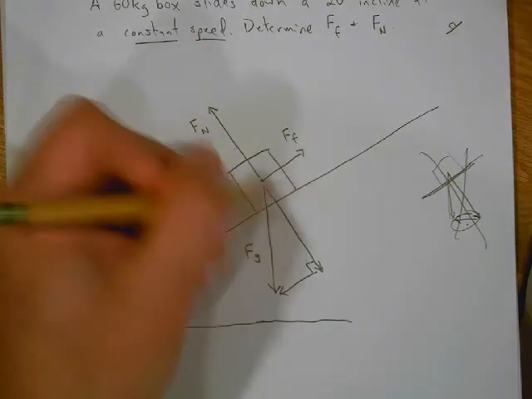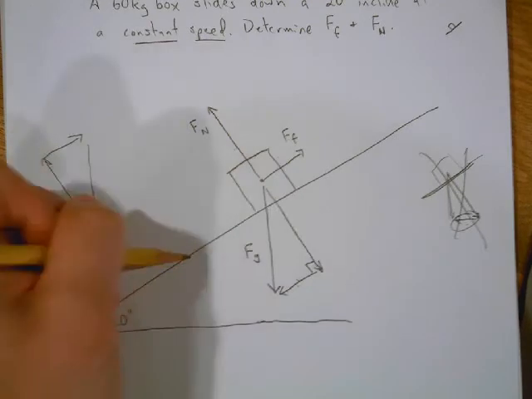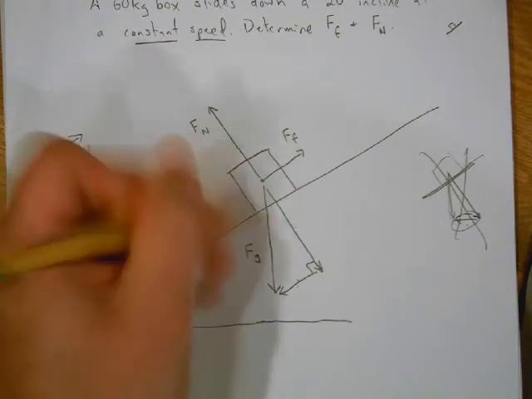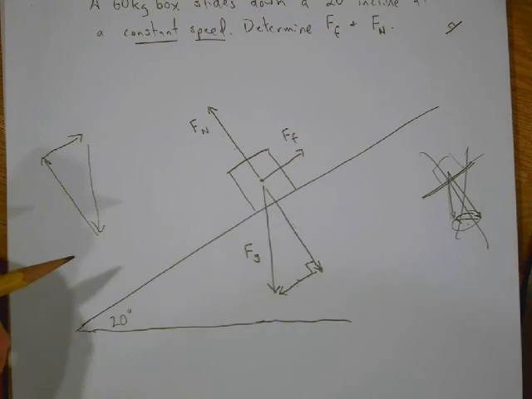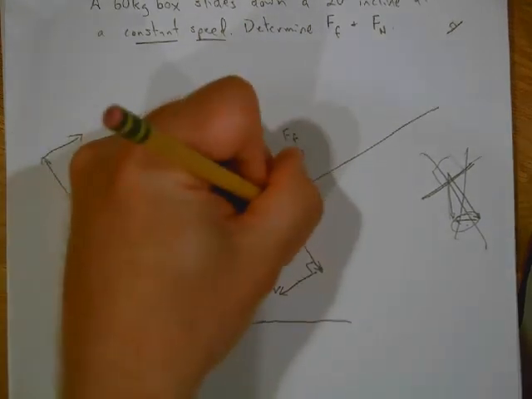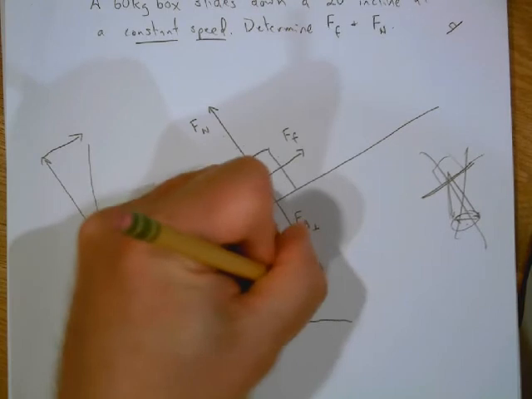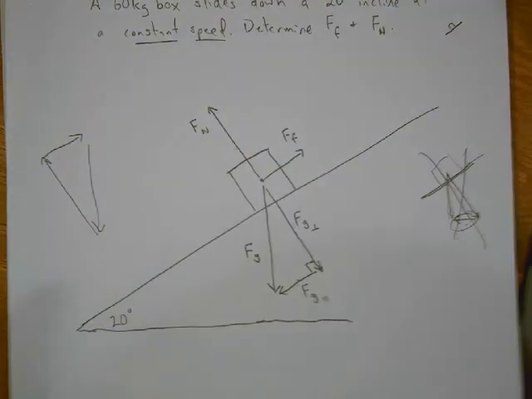So check your picture when you do this. This and this have to be parallel to the surface. This and this are perpendicular to the surface. So it's really super duper important that you draw a good picture. And then let's label this. This would be FG perpendicular, and then this would be FG parallel.